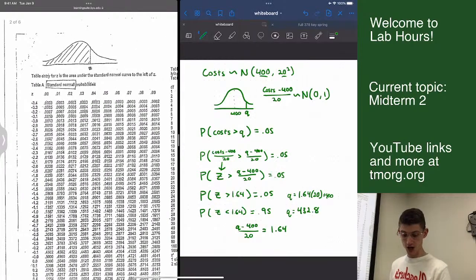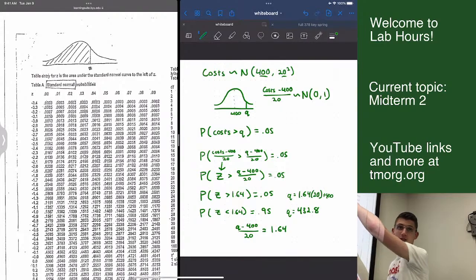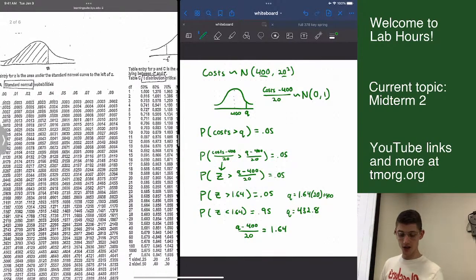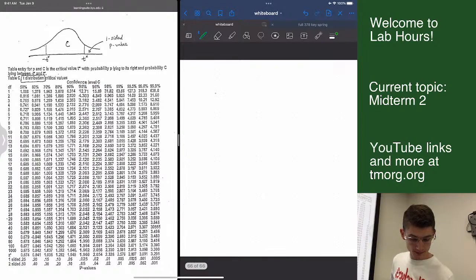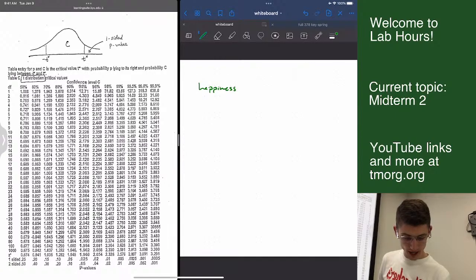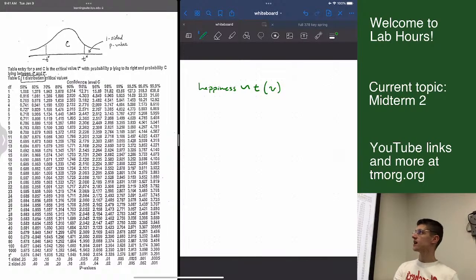On the z chart, you have z's on the left and across the top. That's how you pick your z values. And you have probabilities in the middle. On the t chart, that is not the case. On the t chart, you have degrees of freedom on the left. You'll recall that the t distribution, you can have a random variable, let's call it happiness, distributed as a t random variable with degrees of freedom, that symbol, which we will talk more about later.